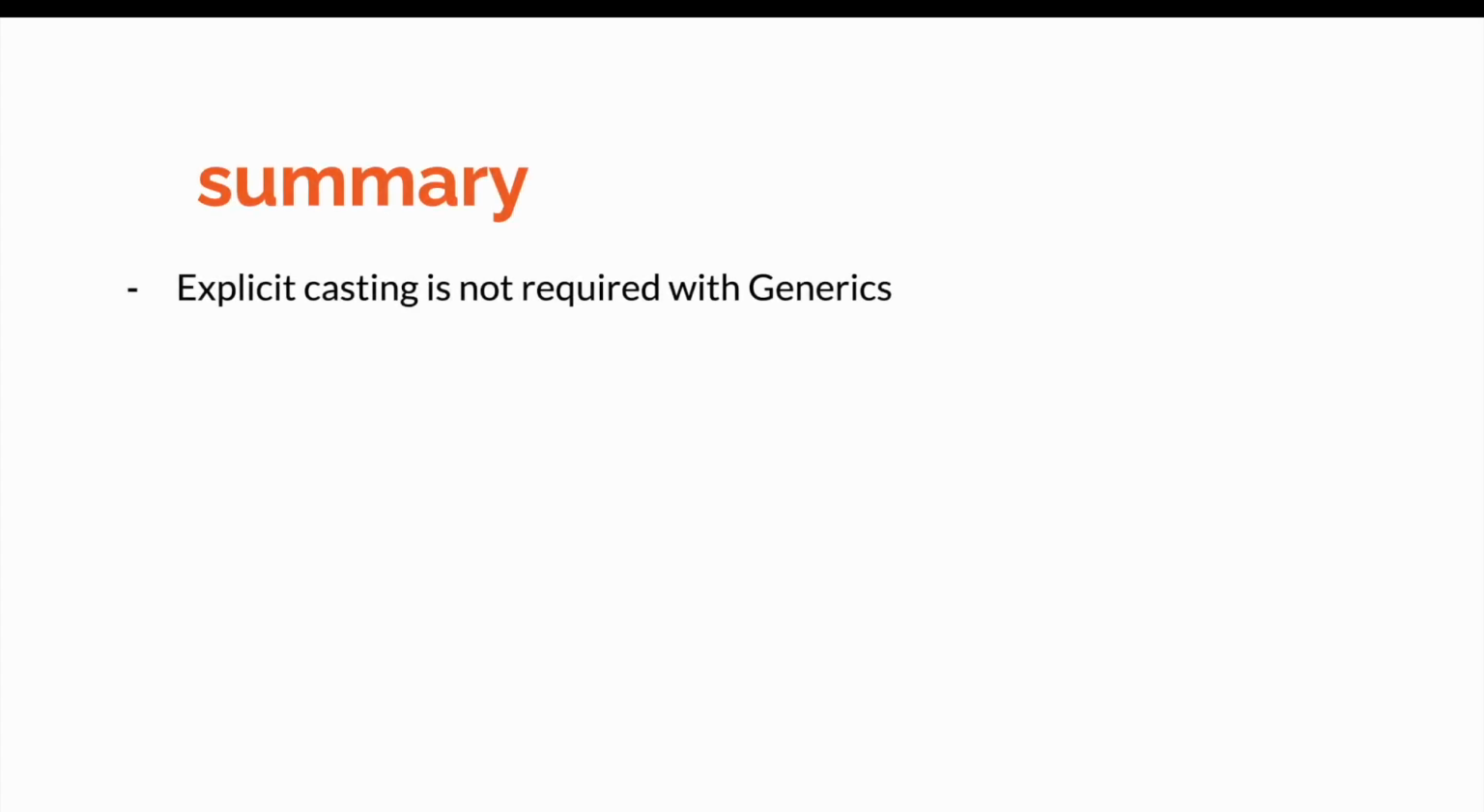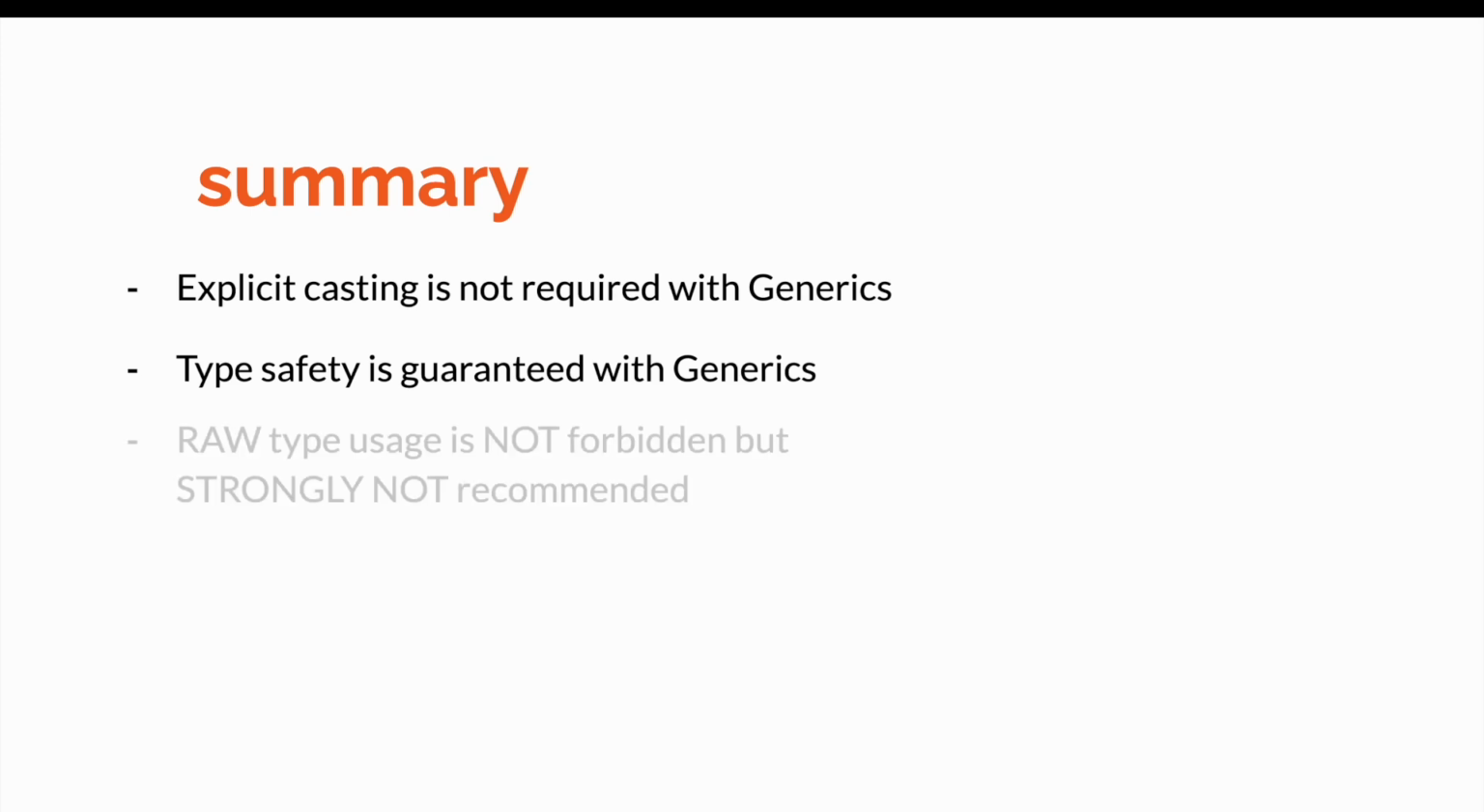Let's summarize what we have learned during the first lesson in this generics module. First of all, explicit casting is not required with generics. Explicit casting is required only if we use non-generic code and write the code without generics. Secondly, type safety is guaranteed with generics, and it is achieved for a simple reason: we run into the problem during compilation time, but not during runtime.